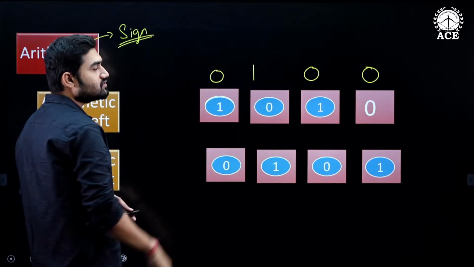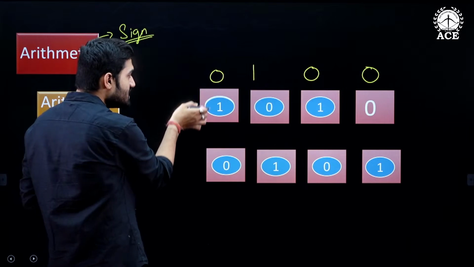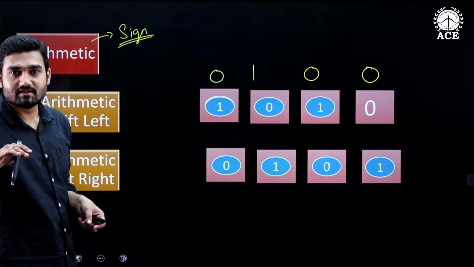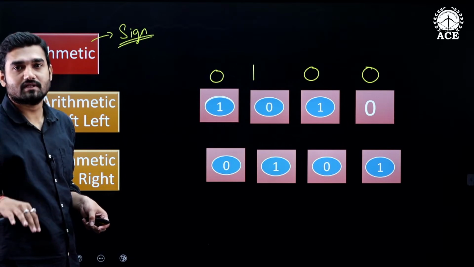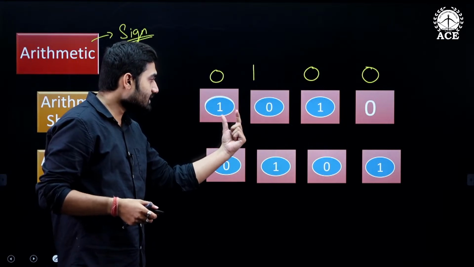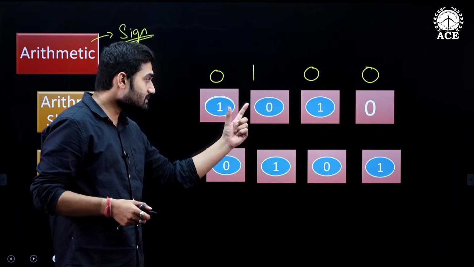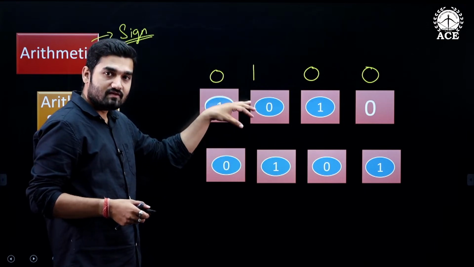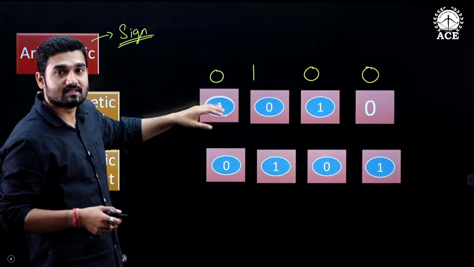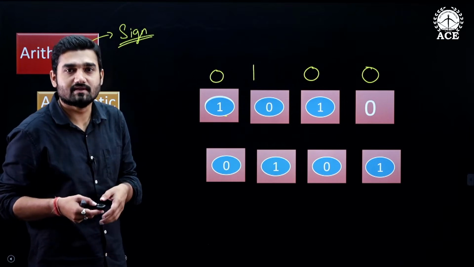Now tell me, out of these two, did the sign change or not? The moment your sign is getting changed, that means some error is there. In technical words, it's an overflow. So you need to be careful. When the MSB bit and the next bit have different values, that means whenever you perform arithmetic shift, the sign will get changed, your result will become wrong, and that means overflow is there.